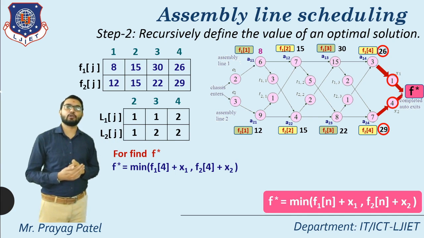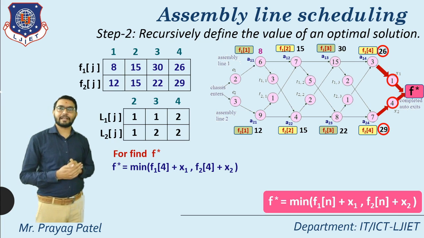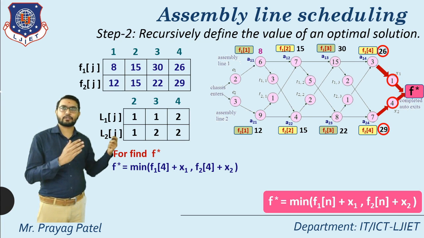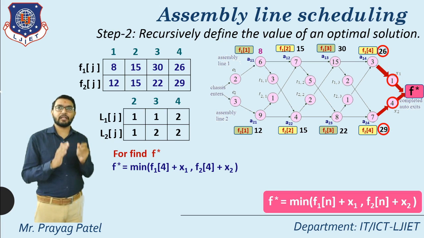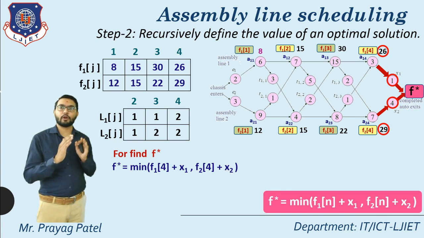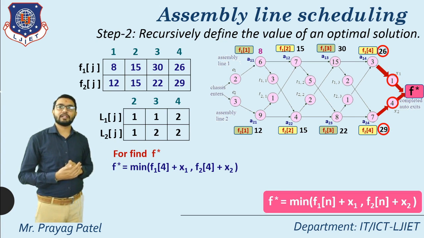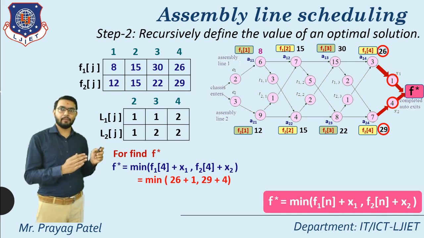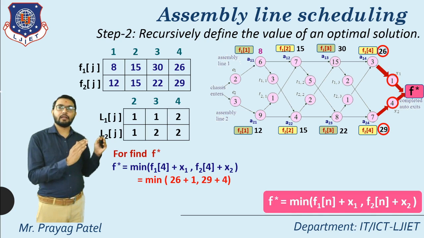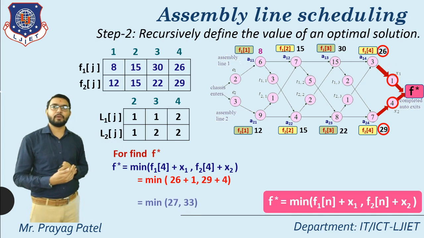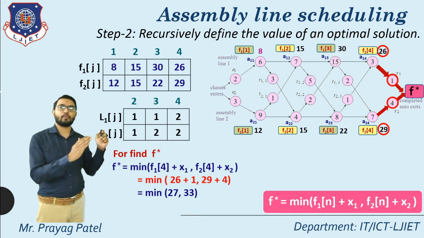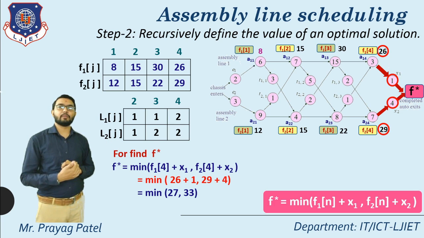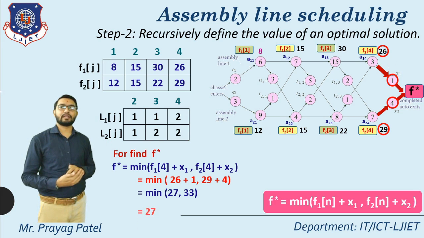So here consider the two options, F14 plus x1 or F24 plus x2, after performing the operation for the n number of stations. Now consider the minimum out of these two. So here consider the minimum of 26 plus 1 and 24 plus 9. So consider the minimum out of 27 and 33. So what is the minimum value? The minimum value is 27.